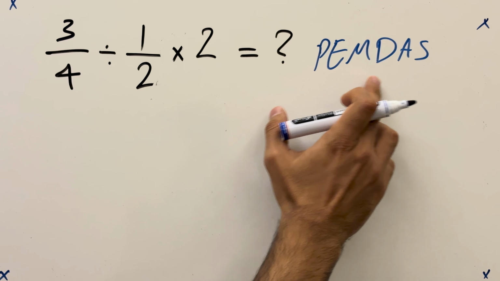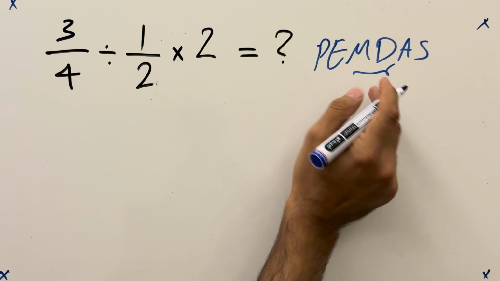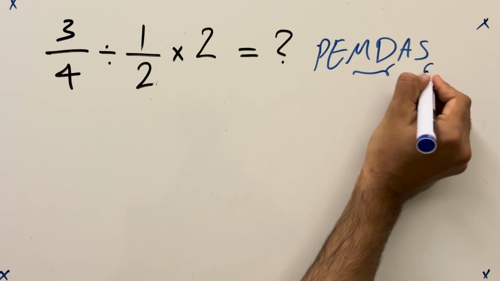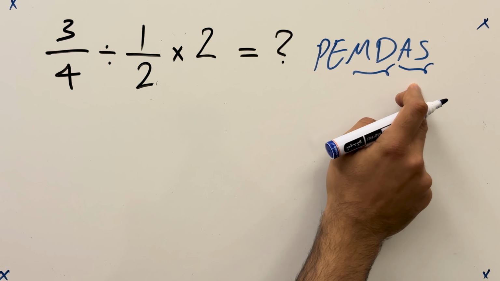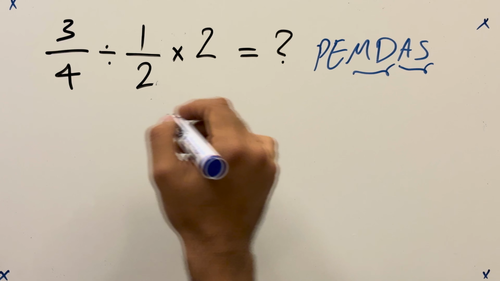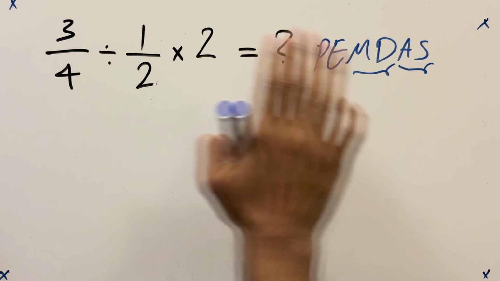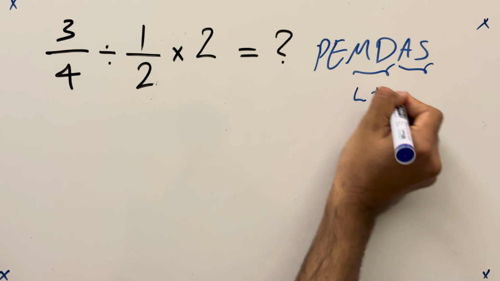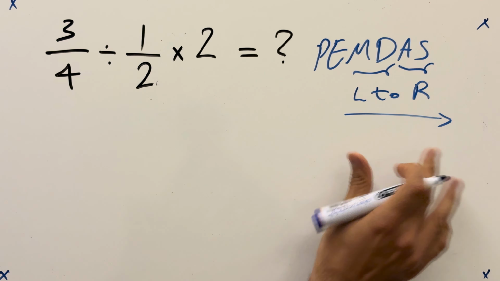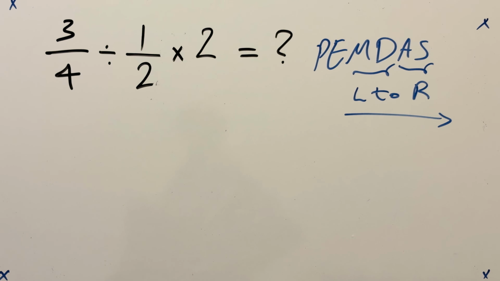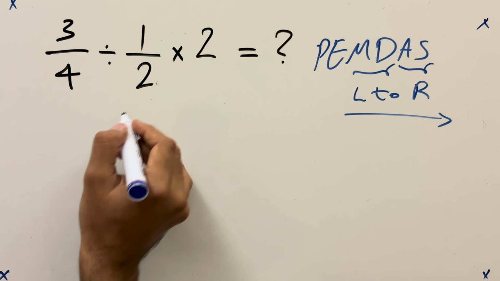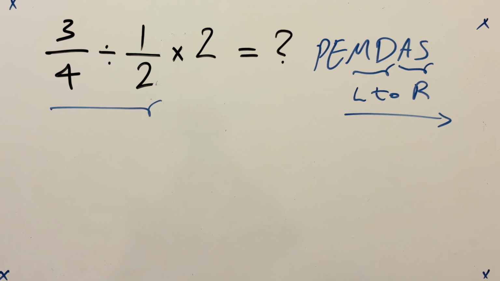Parentheses, exponent, multiplication and division, they are on the same level. Addition and subtraction, they are also on the same level. So we always solve them from left to right. Now we start from the left: 3/4 divided by 1/2. Okay?